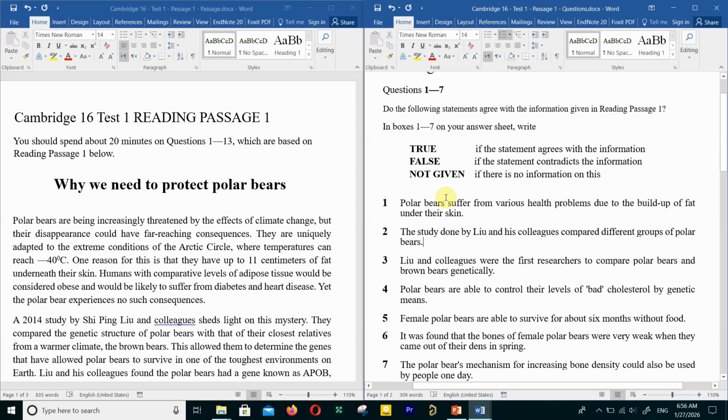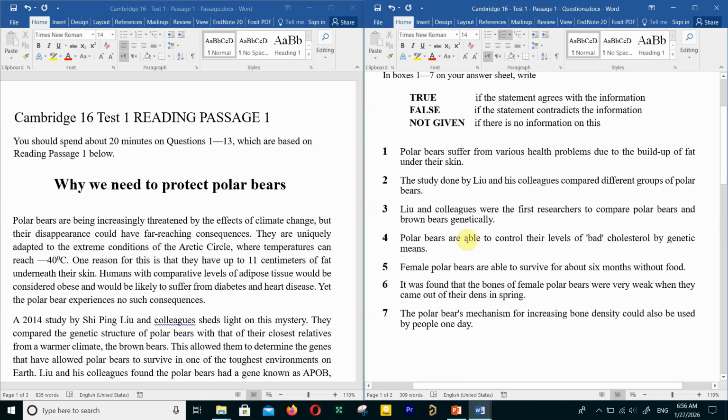But there is also an important note to take care of, because this is True, False, Not Given. Maybe the information is not given, so it is better to detect 2 keywords for each question. Okay, and maybe 3, maybe all of them, it depends on you. For example, for question 1, polar bears suffer from various health problems due to the buildup of fat under their skin.